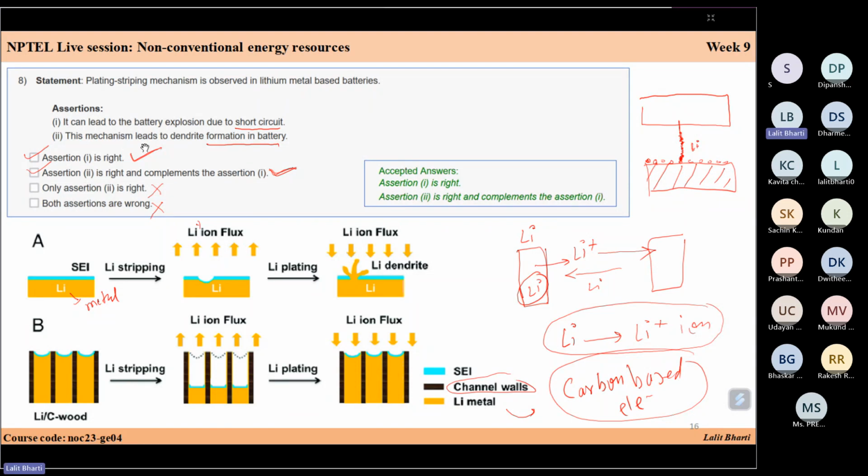The second is, these mechanisms lead to dendrite formation. That is also correct. Means option one is right, two is right. The third option is not correct because only the second being right is not correct, and both being wrong is also not correct. So options one and two are correct in this case.